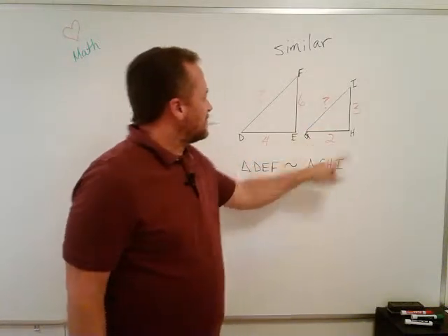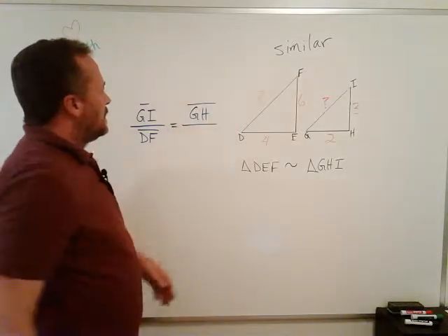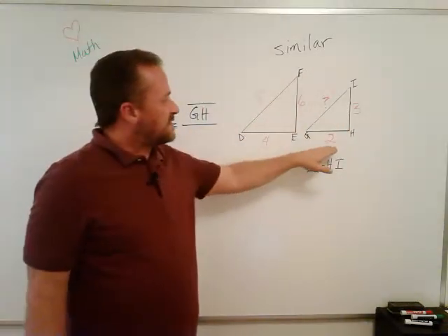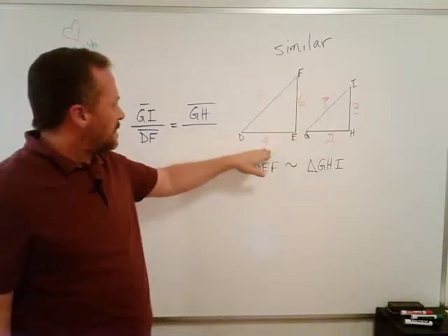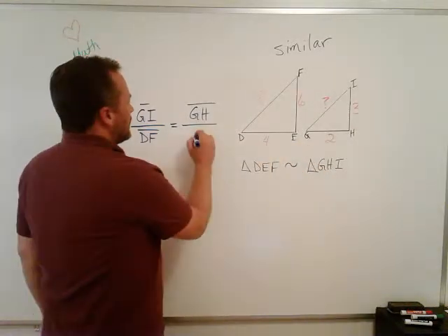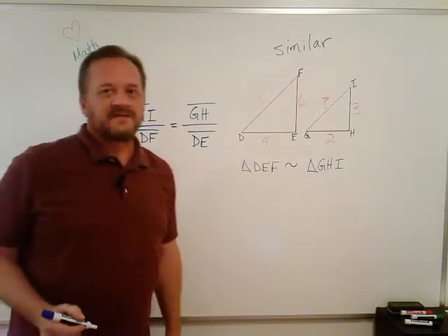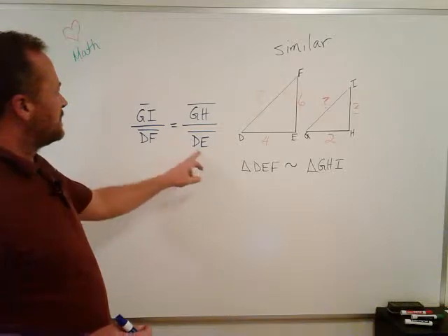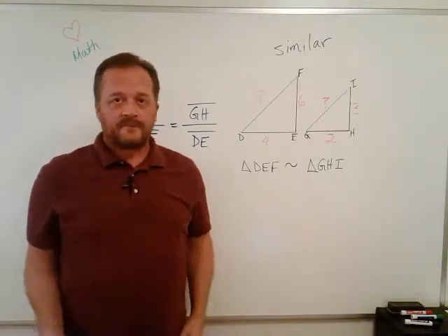So I'm going to go GH on top, and then go over to the bigger triangle here, which goes on bottom, and the corresponding side for GH is this one, because they're both on the bottom of the triangles, right? So there's the second ratio. These are both equivalent ratios, so this right here is a proportion, all right?